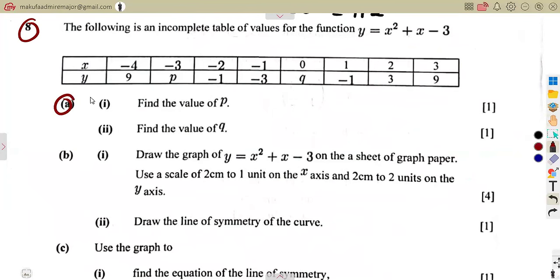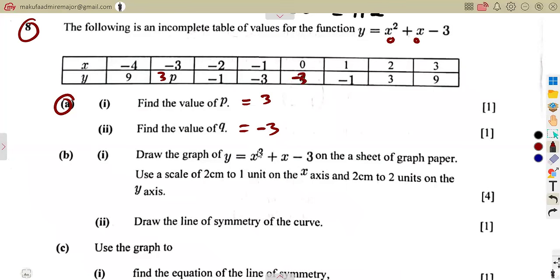Okay, let's see. A, find the value of P by substituting. We can find P by substituting the value of X corresponding to P in this equation. We're given our equation, so you substitute in place of X: y equals minus 3 squared plus minus 3 minus 3. This is your calculator, guys. Use your calculator. Why are you entering an exam with a calculator that you do not use? That is where the calculator is to be used. Okay, Q: when this is 0, substitute in place of X again, and that gives us negative 3. So this is 3, and this is negative 3.